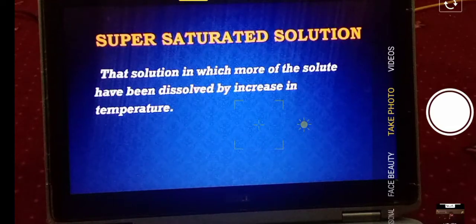In that case, your solution will become supersaturated. So there are three things. A saturated solution, at normal temperature, does not dissolve further solute. An unsaturated solution, at normal temperature, can dissolve a further amount of solute. A supersaturated solution is actually a saturated solution, but if we increase the temperature, that is, if we heat it, then it dissolves more solute in it, so it will be called a supersaturated solution.